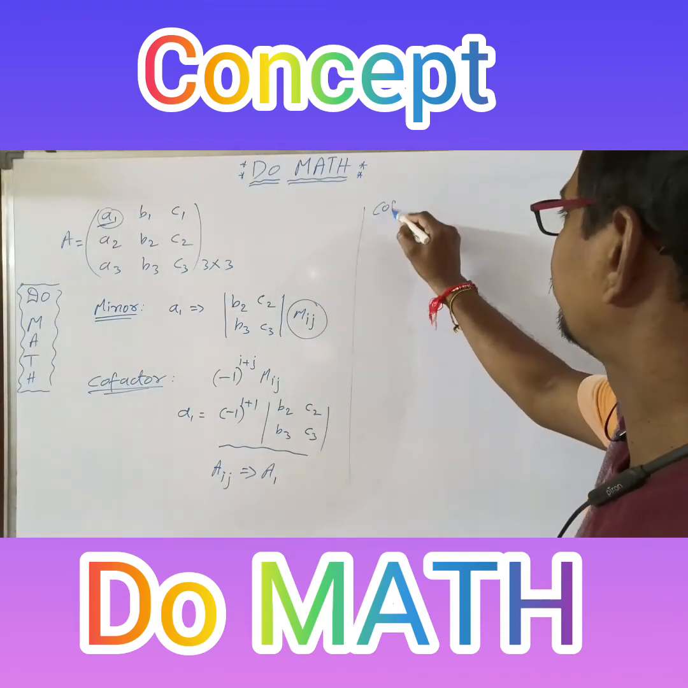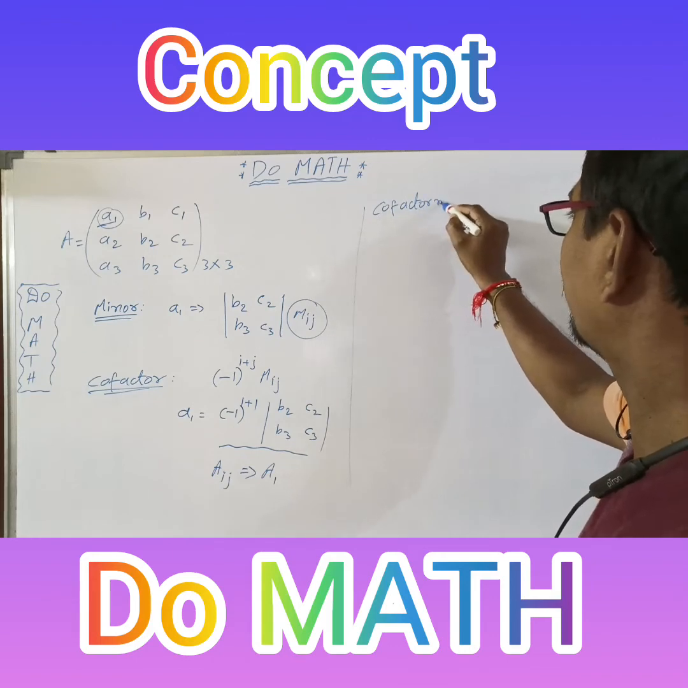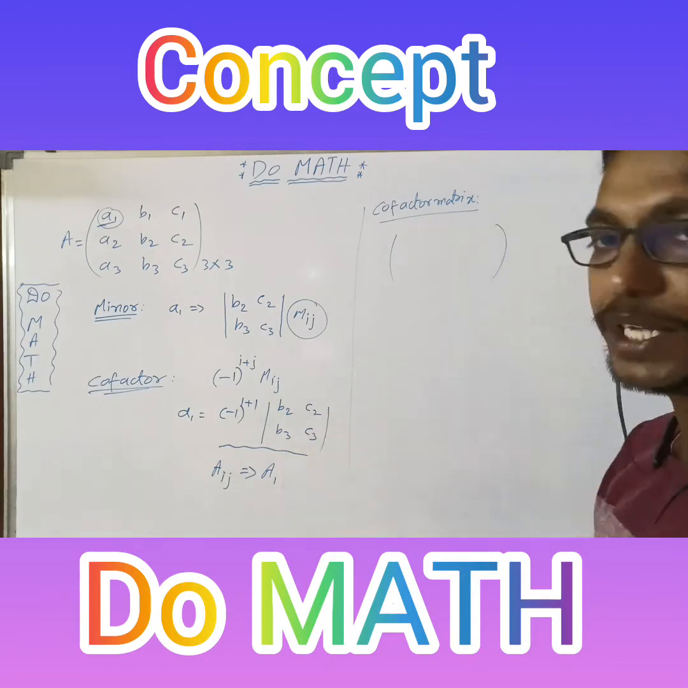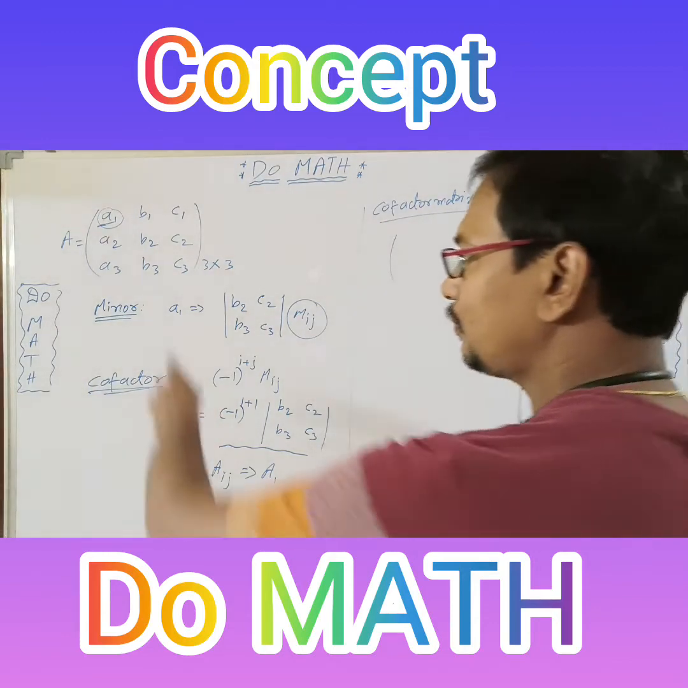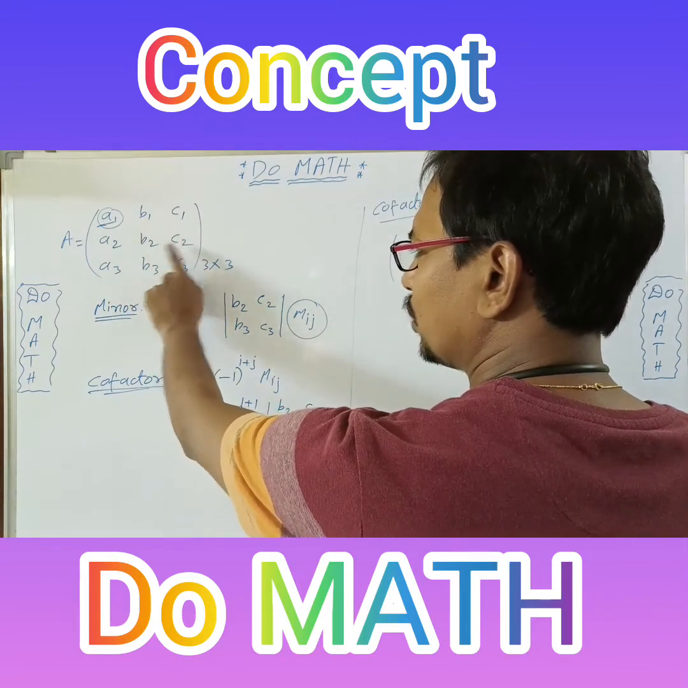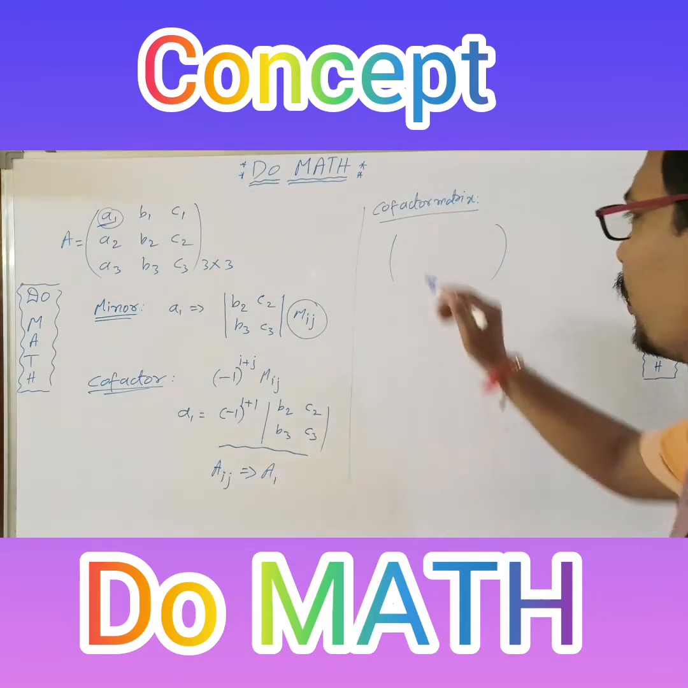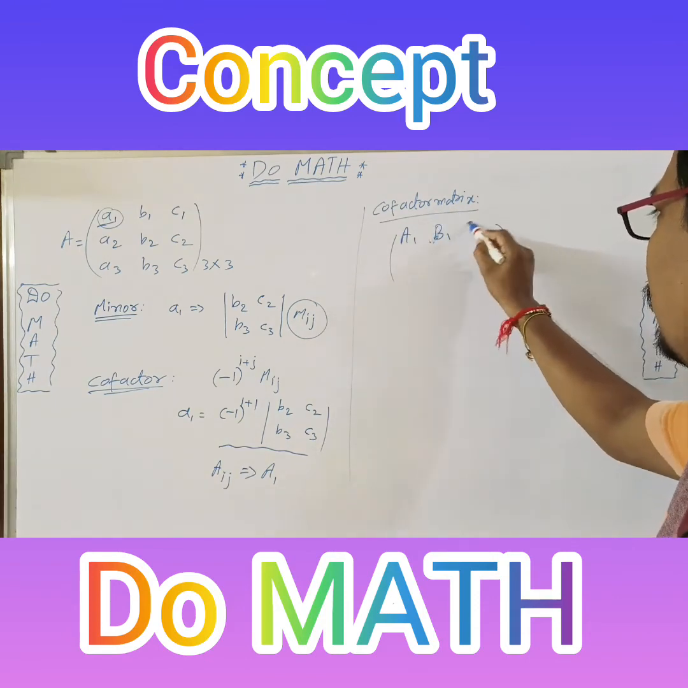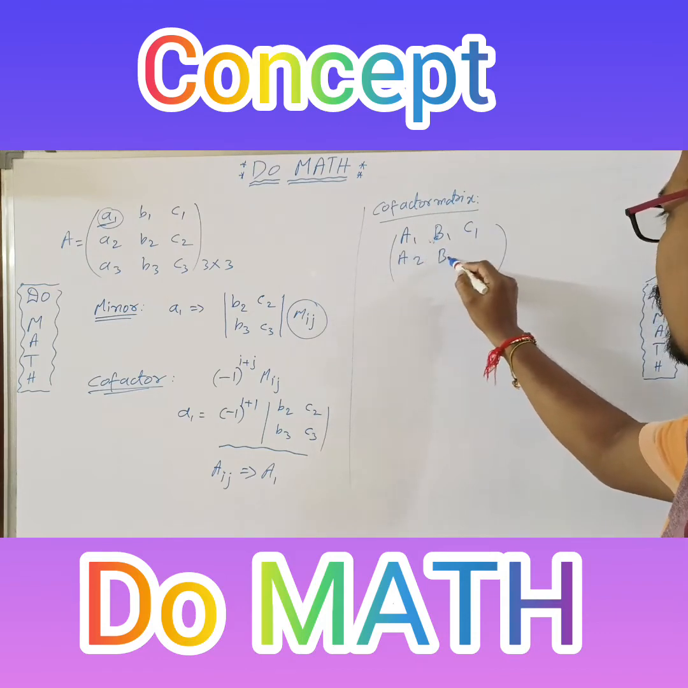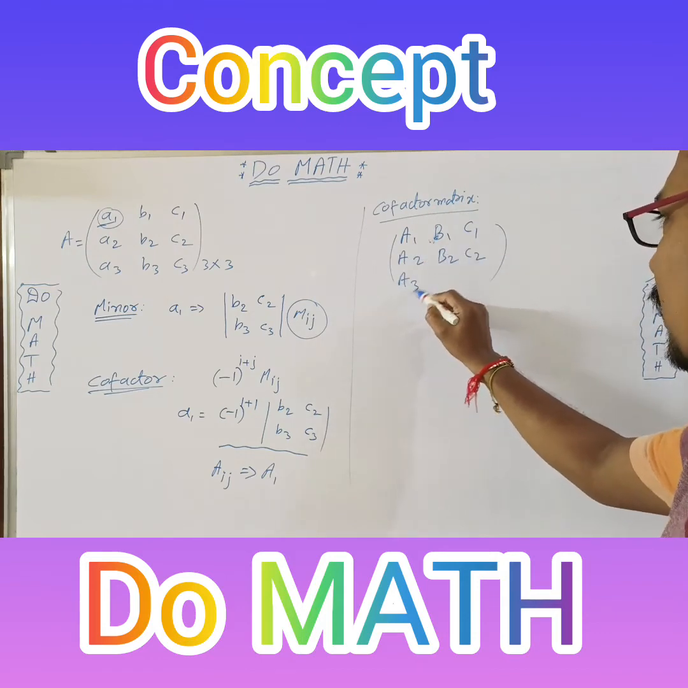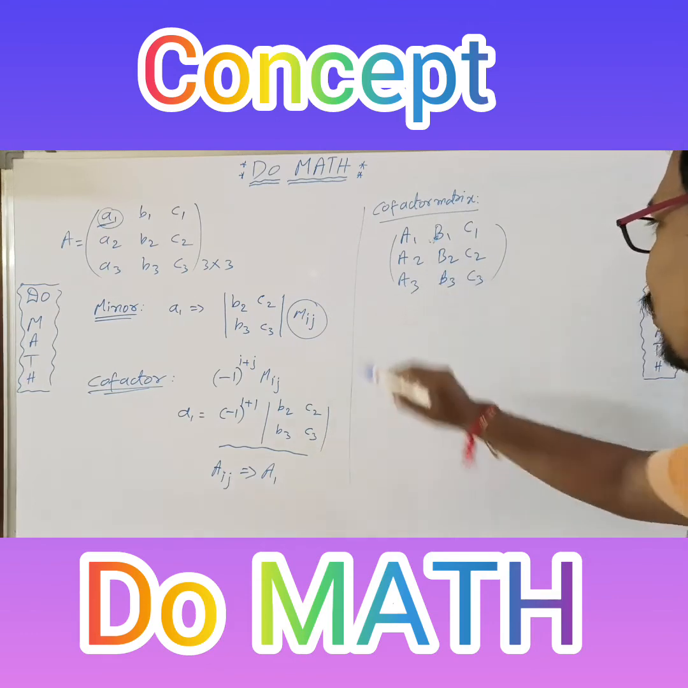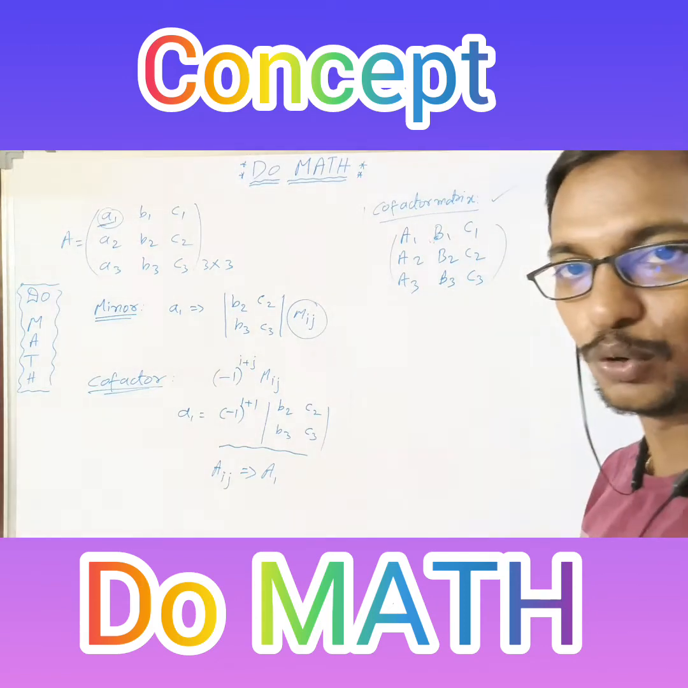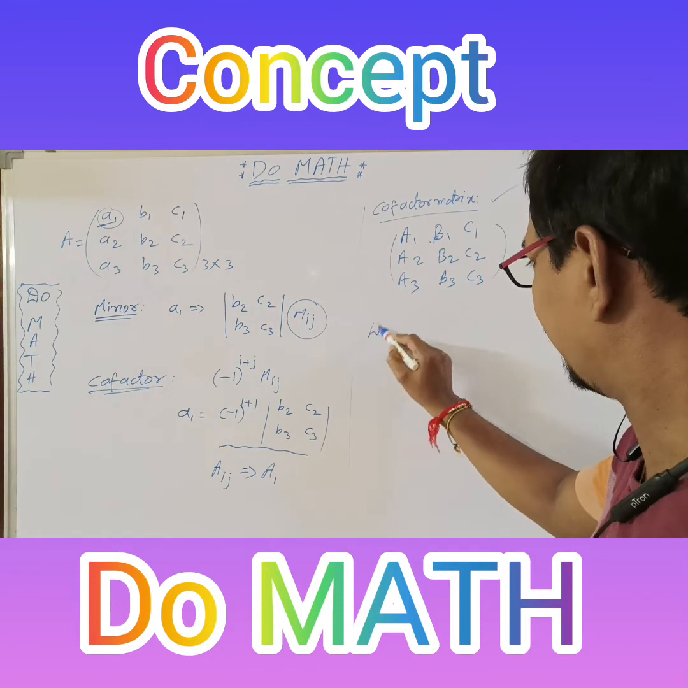Cofactor matrix. That means the elements are replaced by the cofactors. So these A1, B1, C1, A2, B2, C2 and A3, B3, C3 are the elements. You can replace them with the cofactors in place of the elements. So this matrix is called the cofactor matrix of A. And then the determinant.